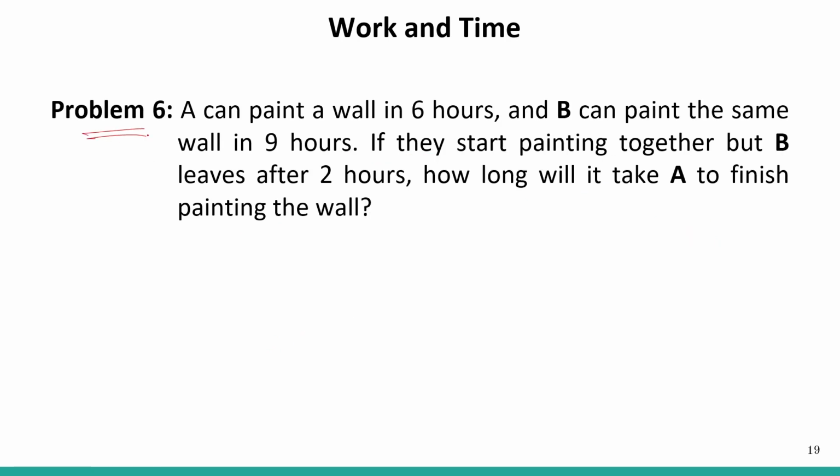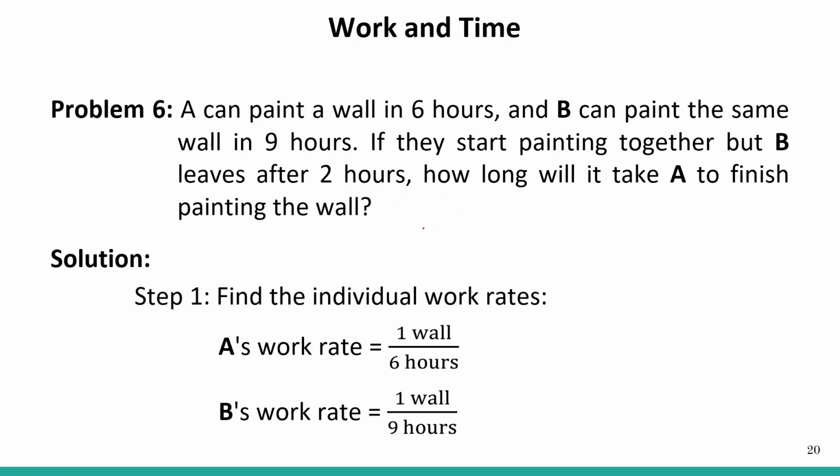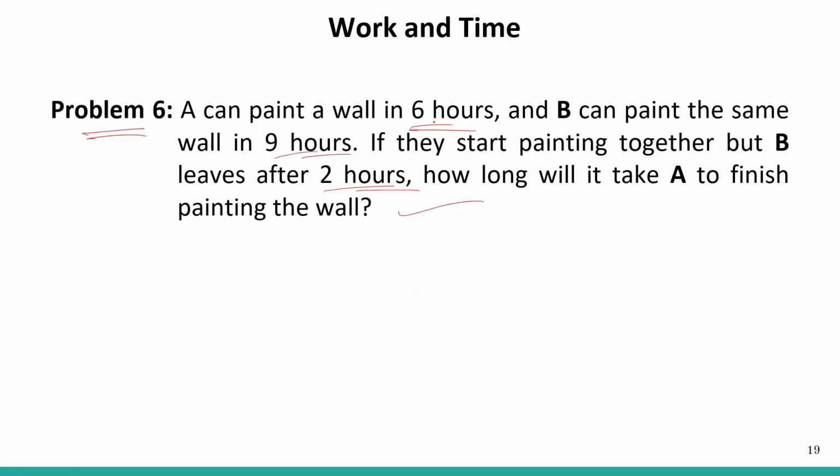So problem 6. Okay, if A can paint a wall in 6 hours, A paints a wall in 6 hours and B can paint the same wall in 9 hours. So if they start painting together but B leaves after 2 hours, how long will it take A to finish the painting of the wall? Okay, so let's see. A can paint the wall in 6 hours. Only 6 hours it takes for A to paint that wall. And B can paint that same wall in 9 hours, right?